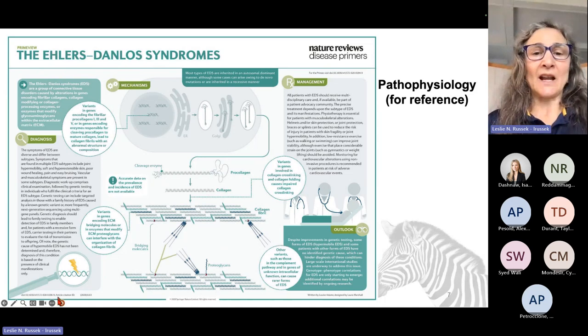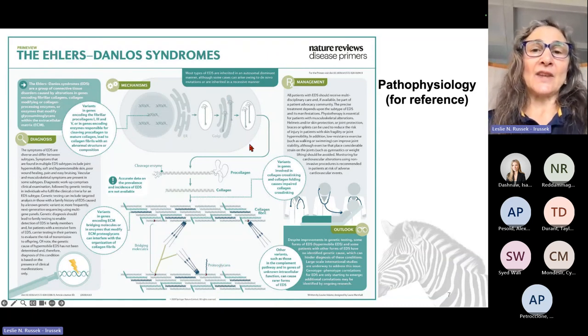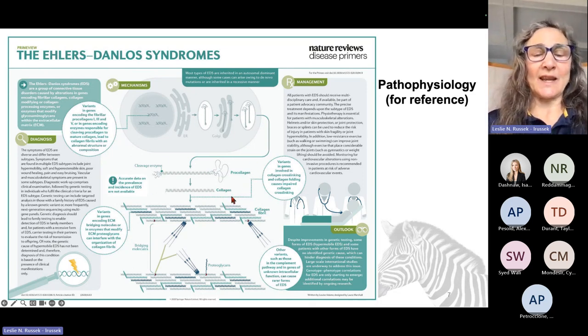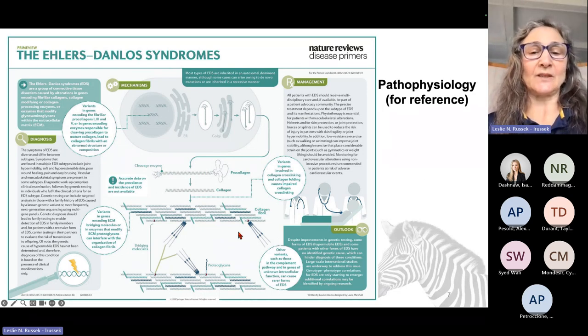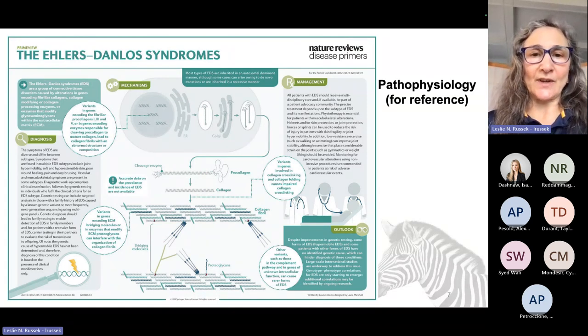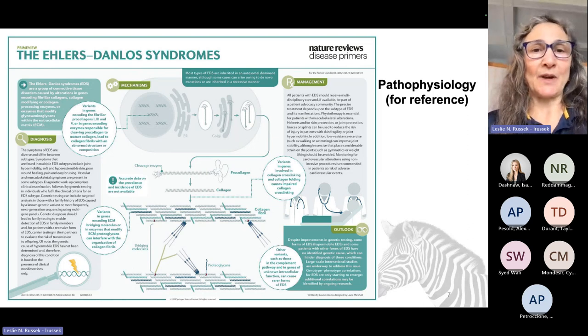But just a reminder that collagen is produced in the extracellular space, that the cell produces the pre-procollagen, which gets released into procollagen, which gets snipped into collagen, which then gets formed into collagen fibrils and fibers. And it may be that all those processes in the extracellular space are where the problem is. And that may be why there's no gene that's been identified for the hypermobile type of Ehlers-Danlos or hypermobility spectrum.